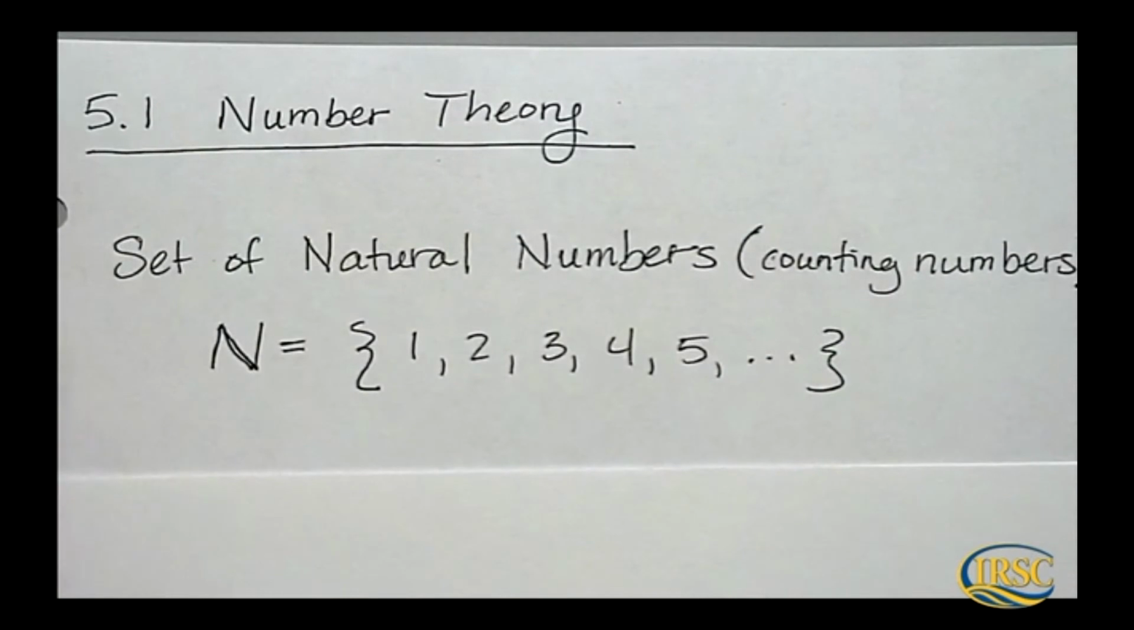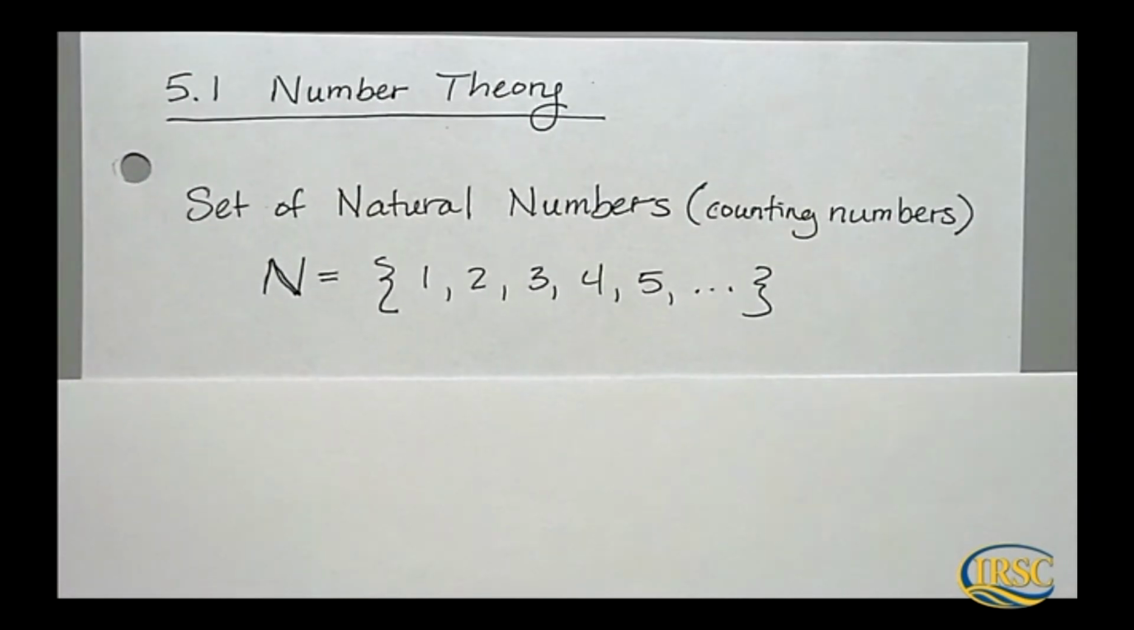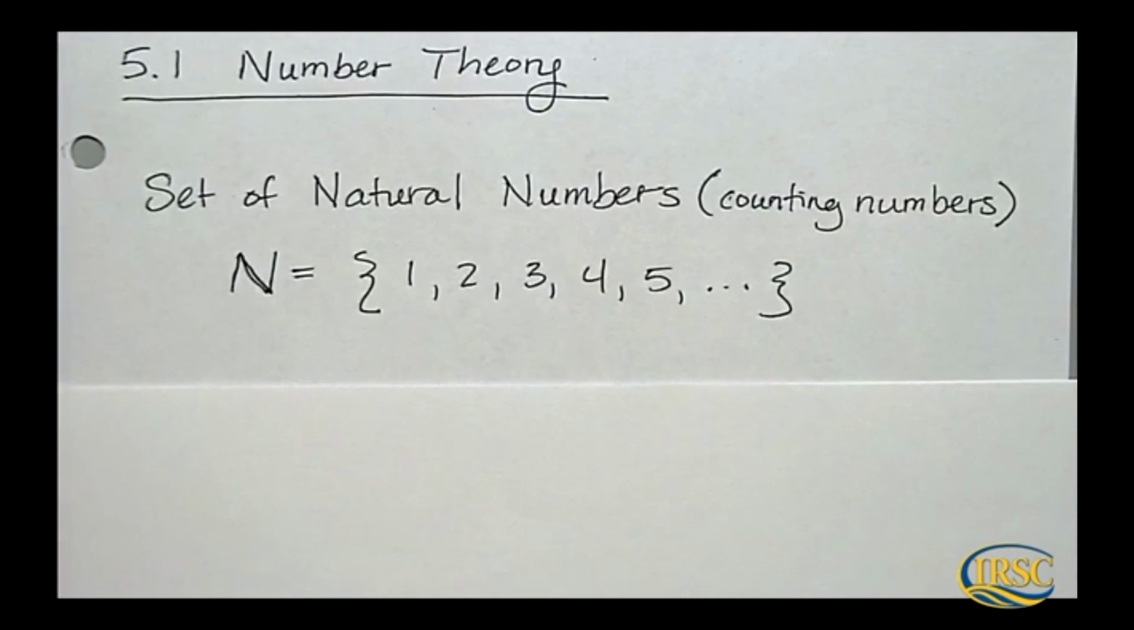Now, it is important that you get to know what the different sets of numbers are called, because in the book it'll just say it's got to be a natural number and do this. So if you don't know what a natural number is, that will affect whether you can work the problem.